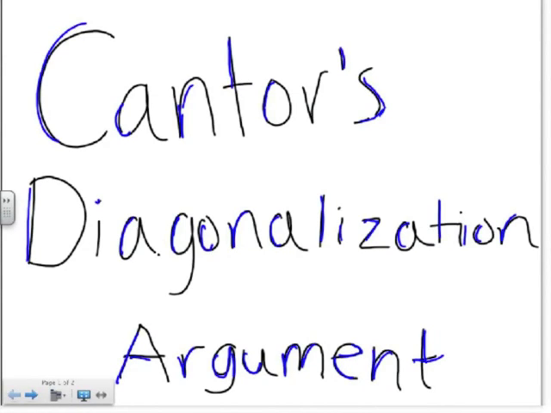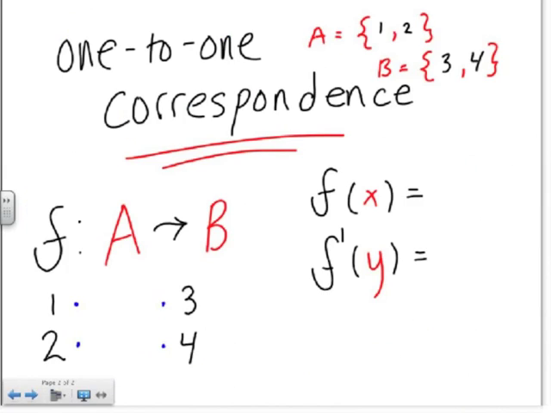Alright, today we're going to be talking about Cantor's diagonalization argument. In order to talk about this argument, we have to go over some key concepts. The first which we'll talk about is one-to-one correspondence.